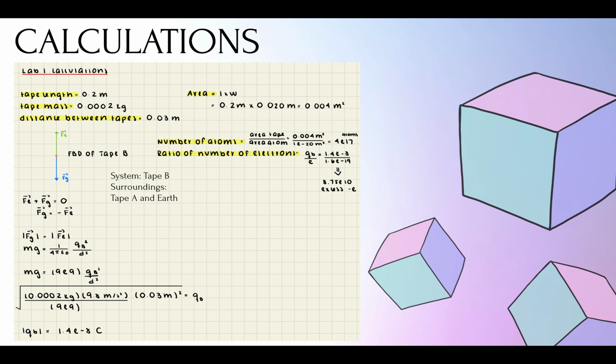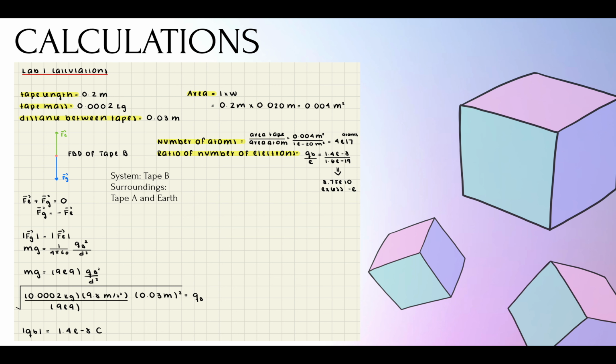In the calculations part, the initial conditions and calculations can be seen. A free body diagram for tape B of the second part of the experiment has been drawn, in which you can see that the force of gravity and electric force have the same magnitude and are in opposite directions, indicating that they will cancel out. This means that the force of gravity is equal to the electric force with an opposite sign, but in order to calculate the charge of the tape, the magnitudes of these forces were used.